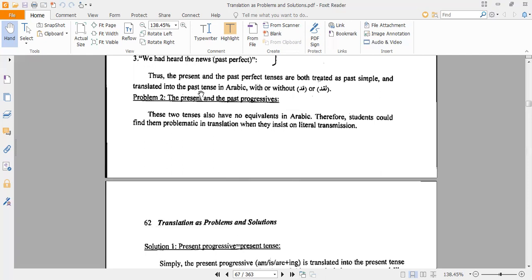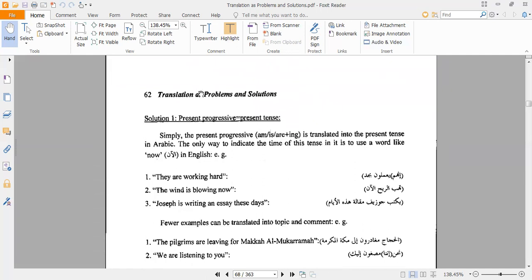Okay, the second problem is translating the present and past progressive. Actually, both tenses have no equivalent tenses in Arabic, but we can render them as follows. Look at the present progressive or present continuous. We can render it as present simple عادي، مضارع بسيط، ولكن بضيف كلمة الآن للتعبير عن the present progressive.